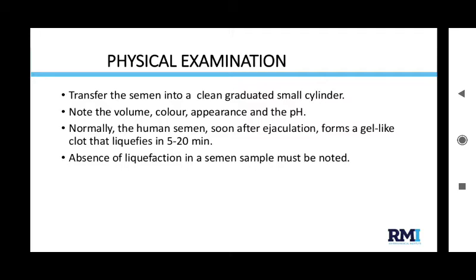Normally the human semen, soon after ejaculation, forms a gel-like clot that liquefies in 5 to 20 minutes. Absence of liquefaction in a semen sample must be noted. So we have already seen there are certain kinases in the seminal vesicle fluid, and certain secretions in the prostate gland secretions which cause the coagulation kind of activity in this semen.